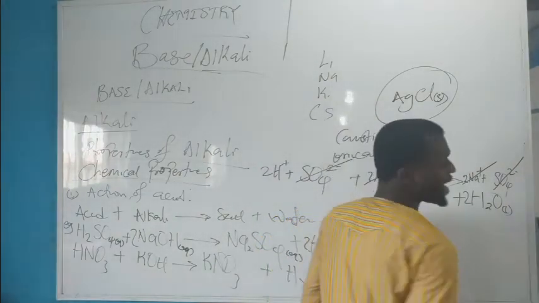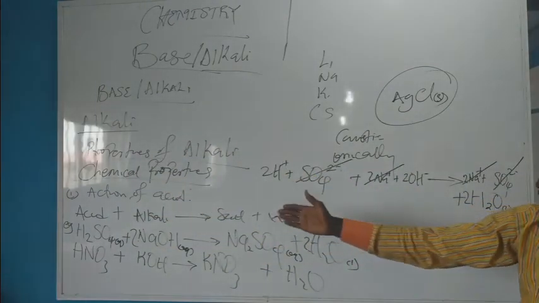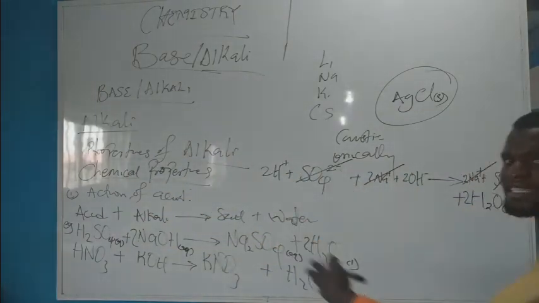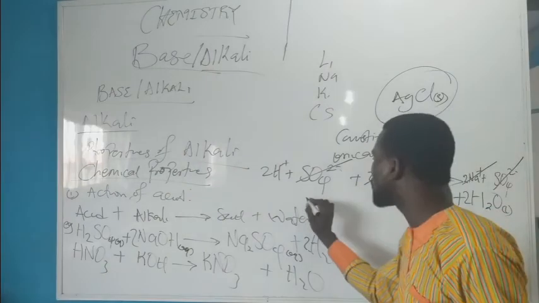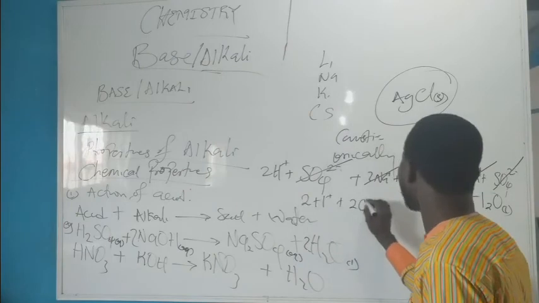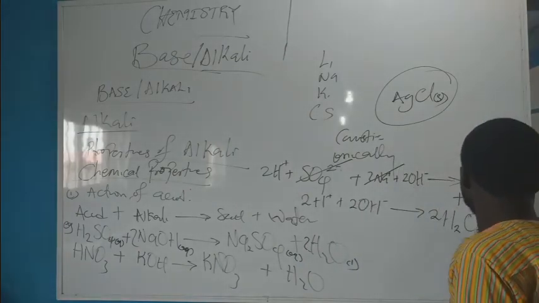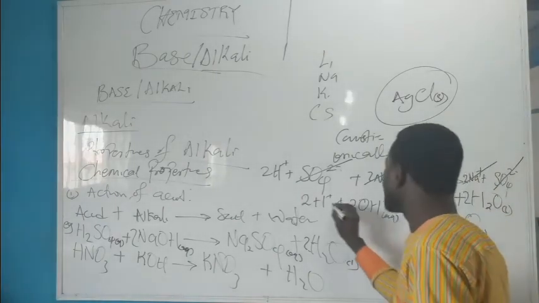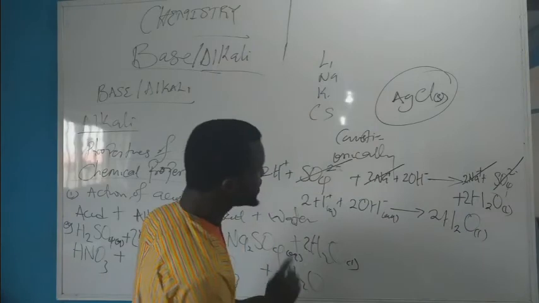Water, we have water on the right hand side, on the product side, but there is deficiency of water on the left hand side, the reactant side. What does that connote? That means water will retain its position. It is not cancelled out. So overall, we have 2 moles of hydrogen ion plus 2 moles of hydroxide ion to give you 2 moles of liquid water. This is aqueous, this is aqueous.